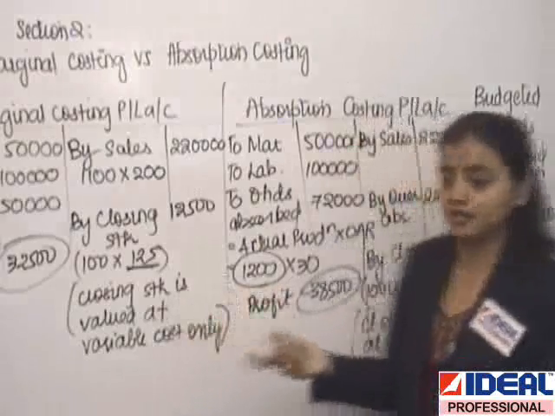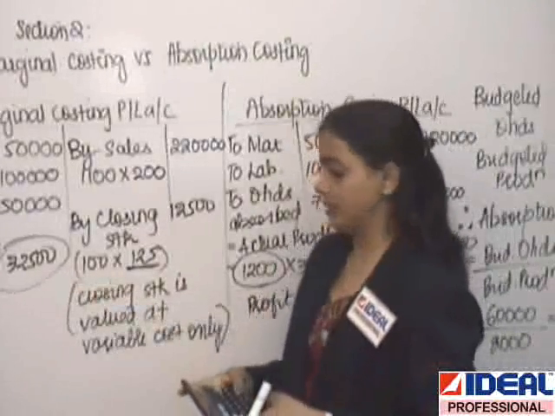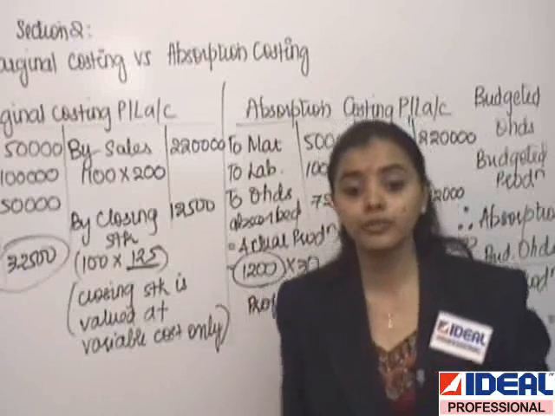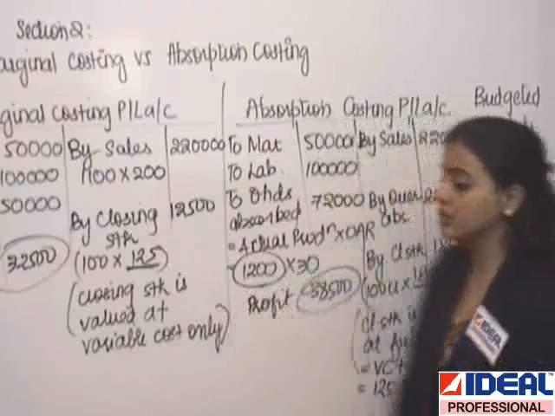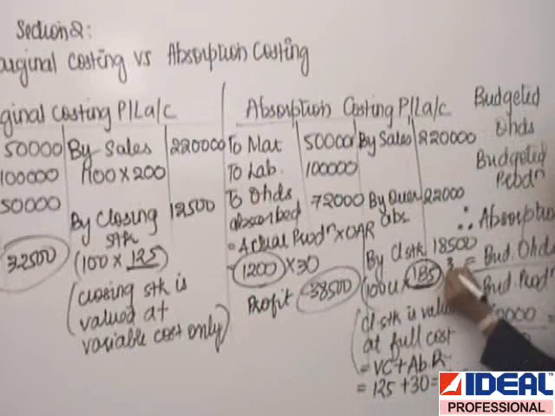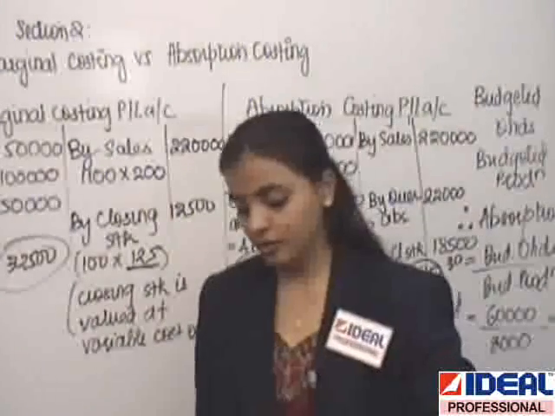Is more by how much? Calculate the difference. 32,500 minus 38,500, you get 6,000. That 6,000 is nothing but, ये 185 में 30 rupees included है. Sorry, the difference is how much?